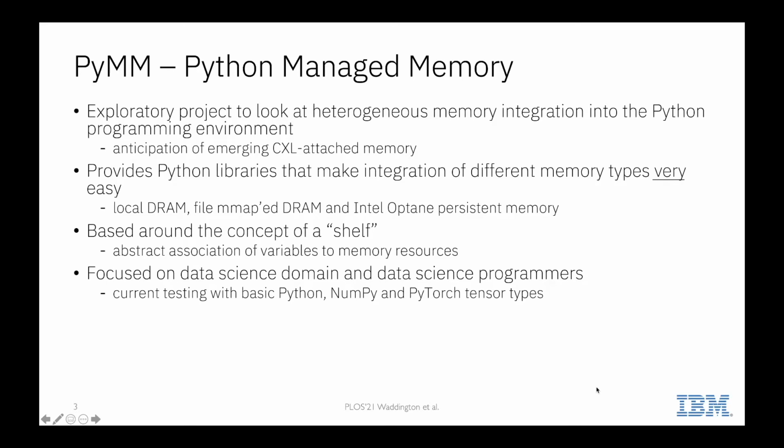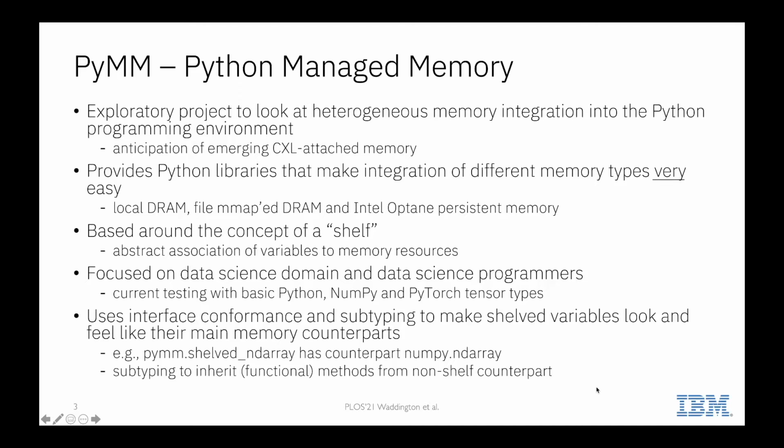Our current focus is on data science and data science programmers, and we're currently testing with basic Python, NumPy and PyTorch tensor types. Finally, we use interface conformance and subtyping to make shelf variables look like and feel like their main memory counterparts. The rest of this talk we're going to have a demonstration.